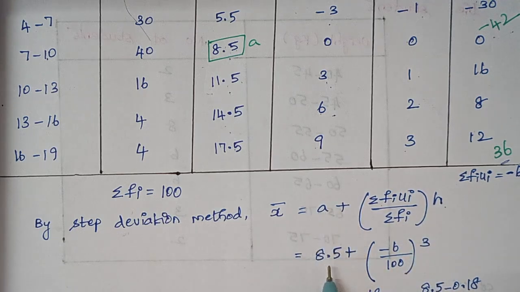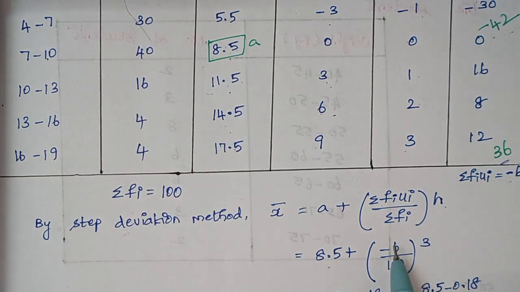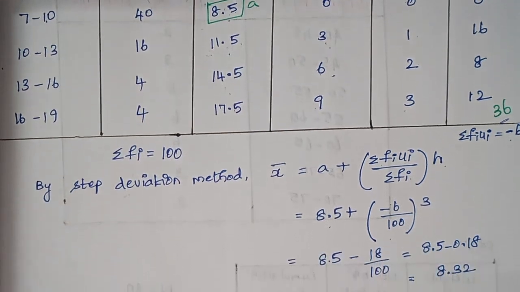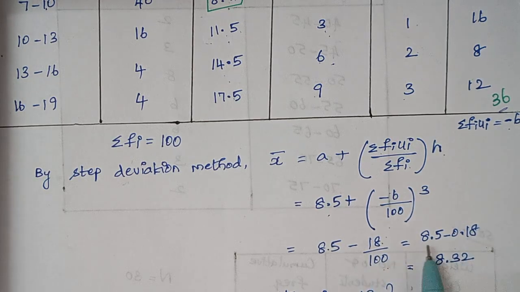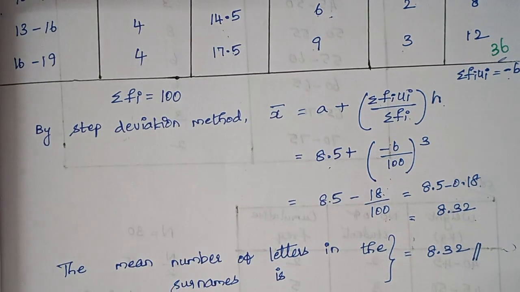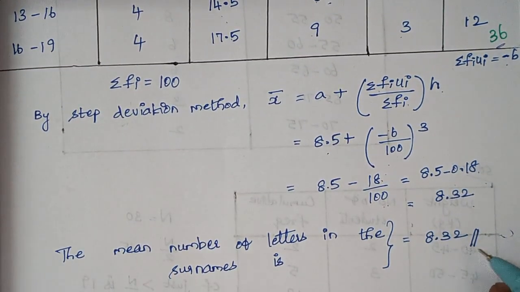Here the value of A is 8.5. Summation of Fi ui is minus 6. So minus 6, summation of Fi is 100 and h is 3. So here 6 3s are 18. So 8.5 minus 18 by 100. So 18 by 100 gives 0.18. When you subtract here, finally we end up with the answer 8.32. So here the mean number of letters in the surname is given by the value 8.32. So this is the mean value.